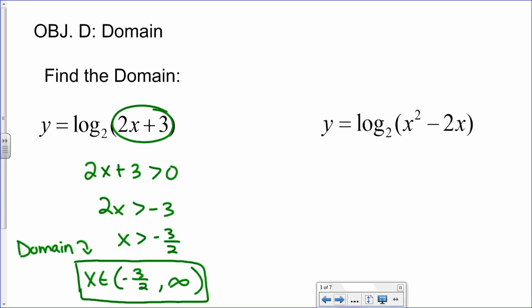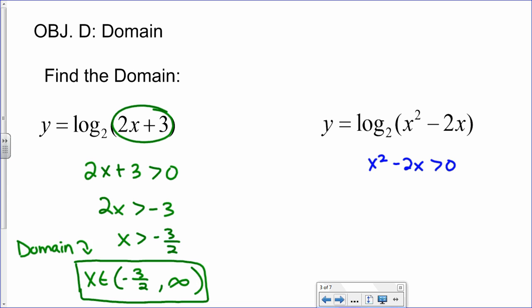Okay, let's look at the next one. So you're not going to be asked to graph logs that are this complicated, like when you're taking the log of this function. It won't be that complicated. Just finding domain is all we're doing, finding the domain. So start off by your inequality. Okay.